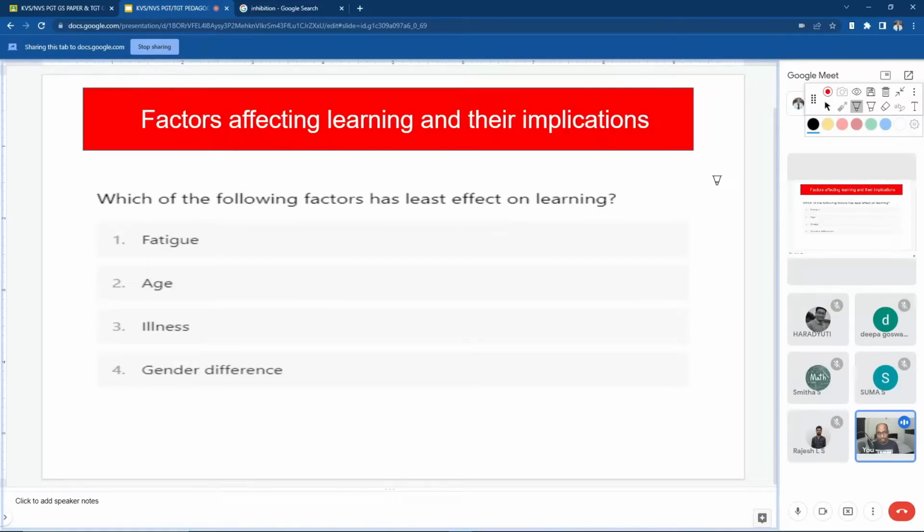Age, of course, age matters. If somebody comes with the age 40-45 years and sits in the classroom, naturally it hampers, or whoever is underage comes and sits, it also affects. And illness, when you are sick, when you are having a headache or some health issue, then it will also affect. So the factor which has least effect on learning is gender difference. There is no difference between boys and girls in the learning process. Understood? Yes, sir.